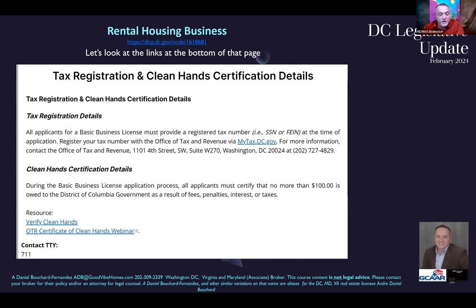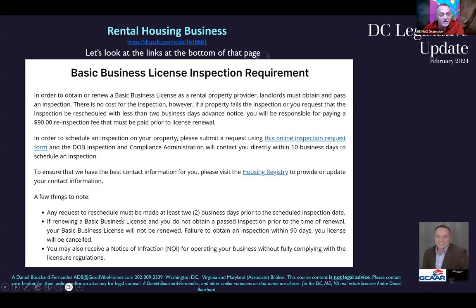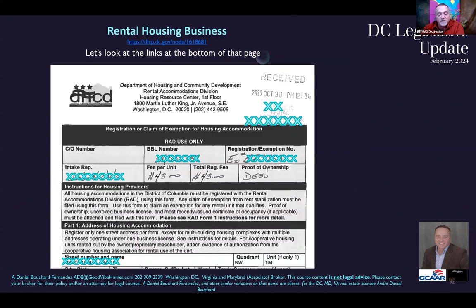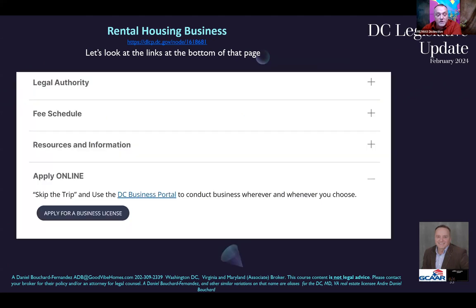Just be aware that you're going to have to verify that you have clean hands with the city, meaning you don't have any outstanding debts payable to the city. So this is what the registration or claim of the RAD exemption looks like. This is an actual document that I have used in one of my rentals, and I've crossed out the numbers referencing my actual landlord here. But this is what it looks like. So you should be receiving this.